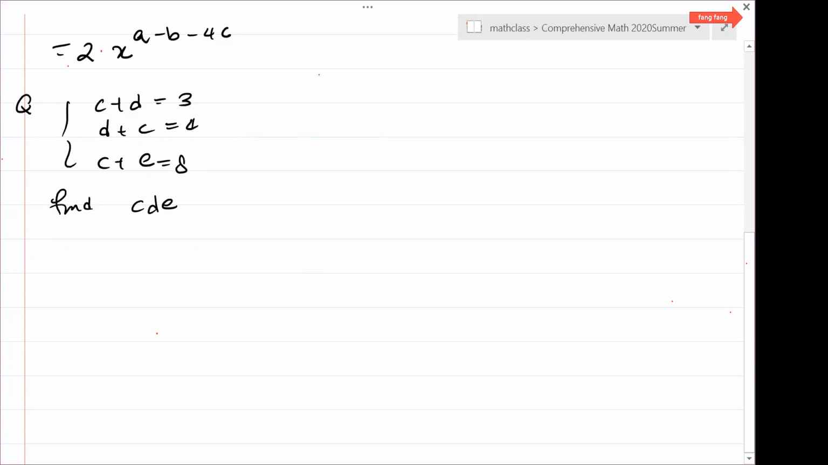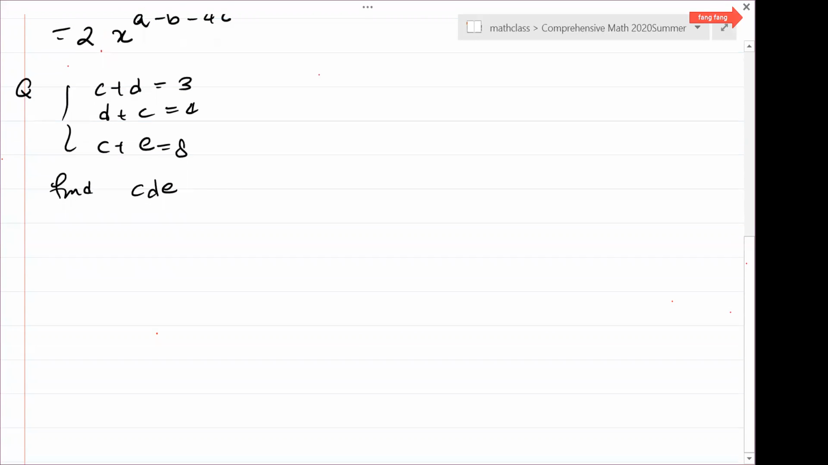So in this case, maybe you have to find C, D, E. But what is the best way to find them? Definitely you can solve them, right? The easiest way is you find an intermediate value. So you add the equations together, so you get C on the left-hand side.